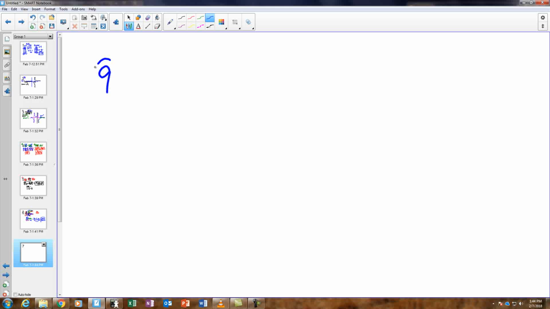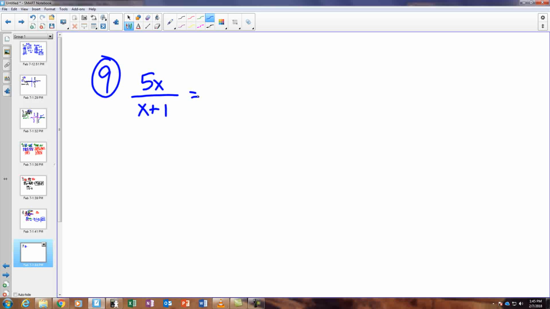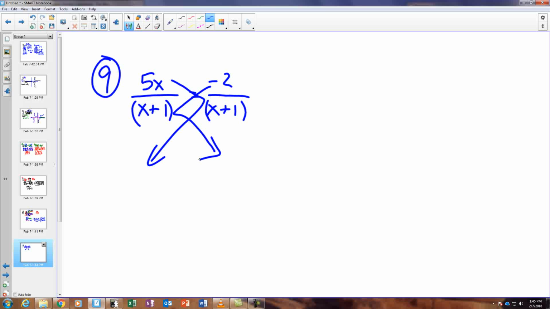Number 9, similar, except this one we don't actually have to find the LCD. This is 5x over x plus 1 equals negative 2 over x plus 1. I'll put these in parentheses. And this is going to be a traditional cross multiply problem. 5x times x plus 1 should be 5x squared plus 5x. That's from this first multiplication here. Okay? Then I have negative 2 times x plus 1.